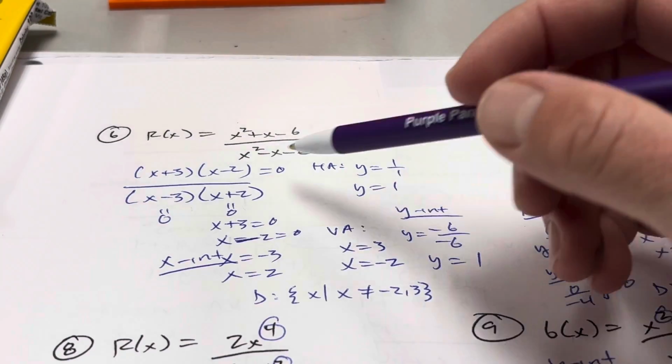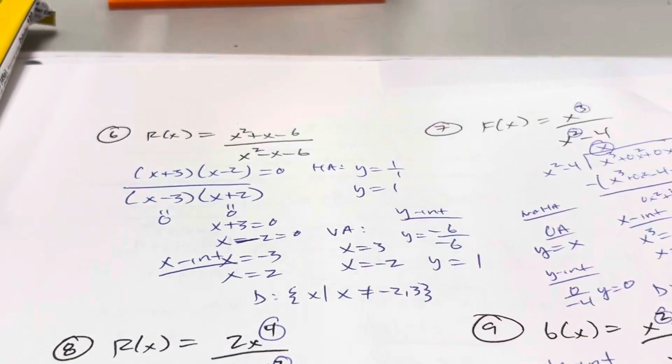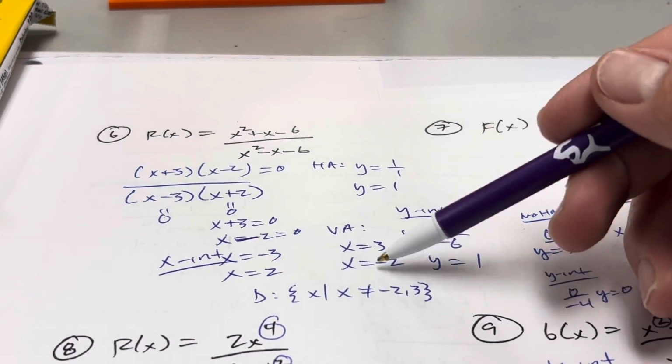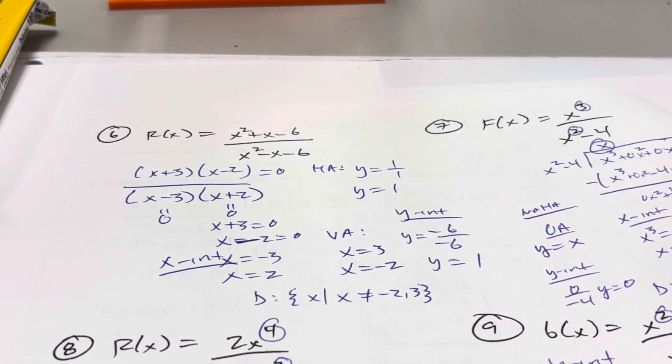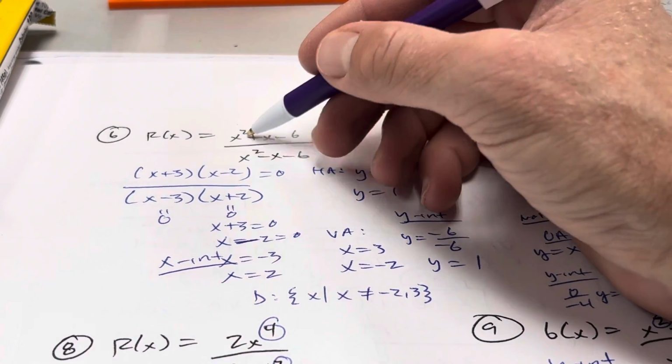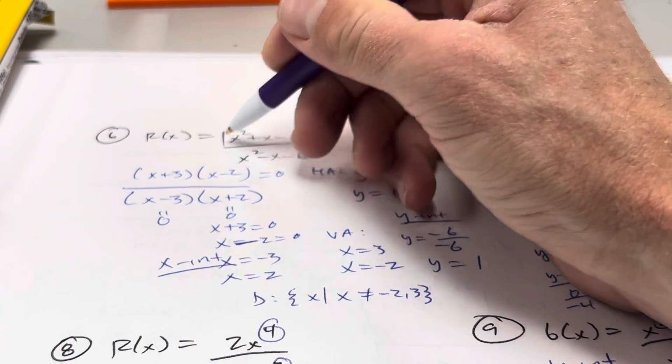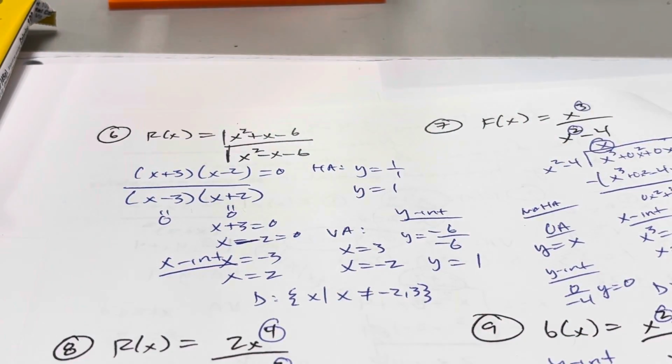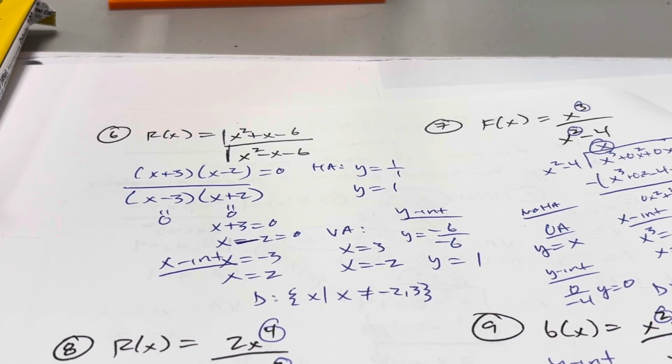All right, my vertical asymptotes, nothing cancels. I set my denominator equal to 0. I get x is 3, x is -2, which leads nicely to my domain: any x such that x doesn't equal -2 or 3. I do have a horizontal asymptote because the highest powers are the same. So it's the ratio of the leading coefficients, which is 1 over 1, y equals 1.